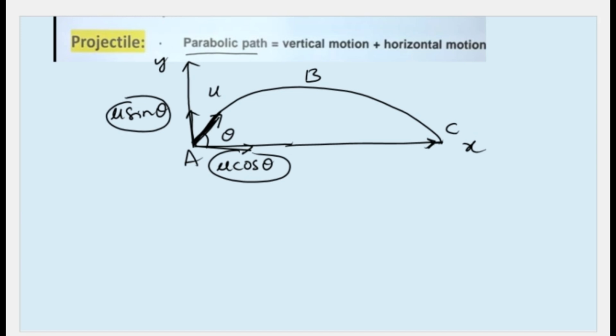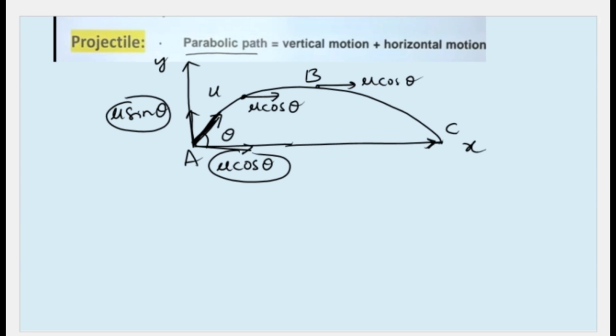We know very well there is no effect of gravity on the horizontal component of velocity. So the horizontal component of velocity remains unchanged throughout the motion. That means here also u cos theta, and here also u cos theta.